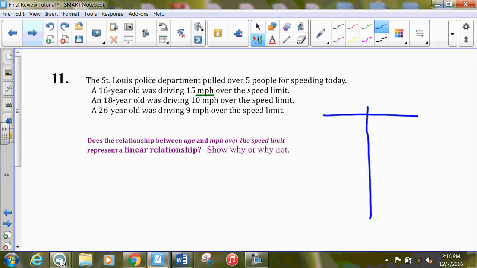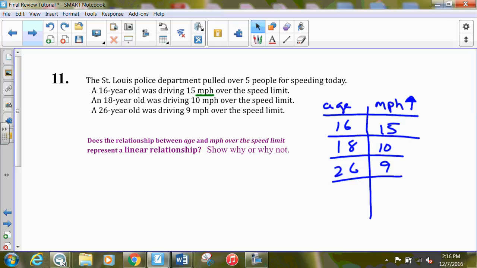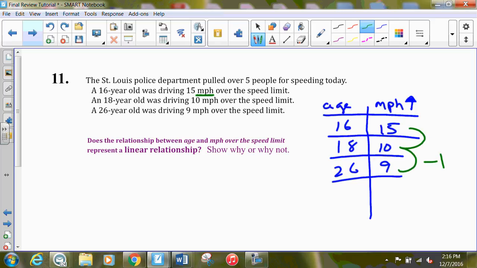So I'm going to put age on this side and miles per hour over on this side. Once again, on the final, you don't need to do all this labeling. You just need to make a table that makes sense for you. So we've got the 16-year-old going over 15 miles per hour, 18-year-old going over 10, and a 26-year-old going over 9. Let's see, let's do the hoops and see what we get. 9 minus 10 is -1. 10 minus 15 is -5. 26 minus 18 is 8, and 18 minus 16 is 2.